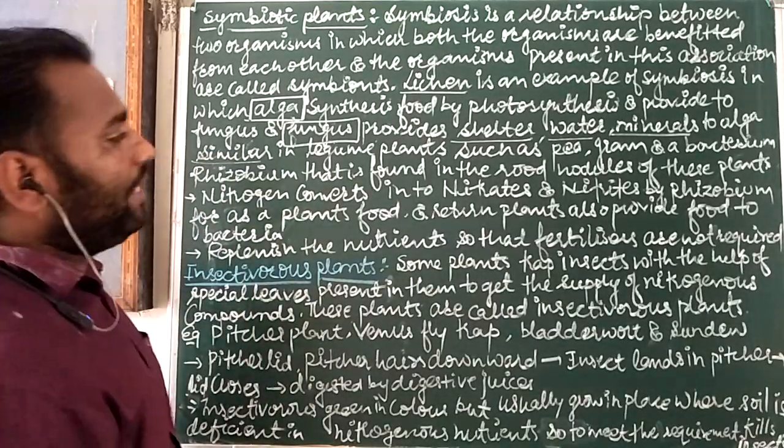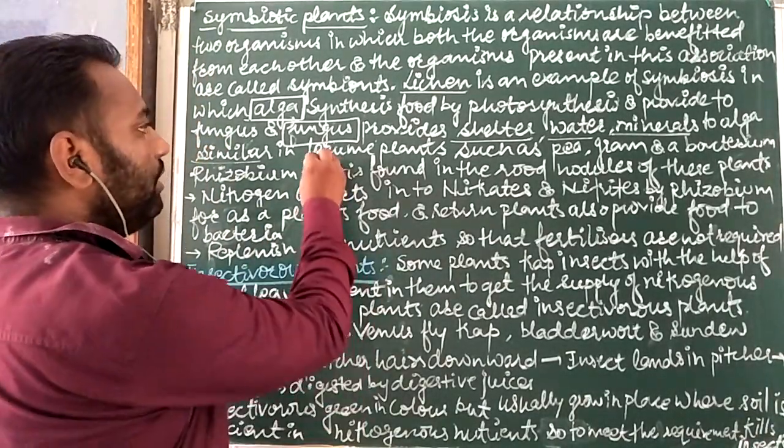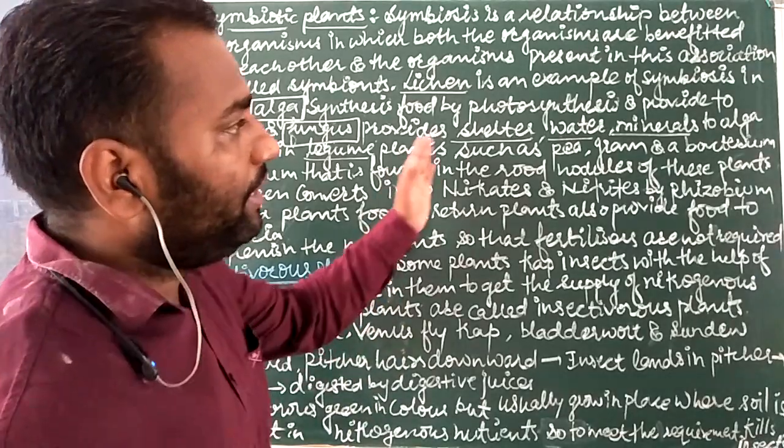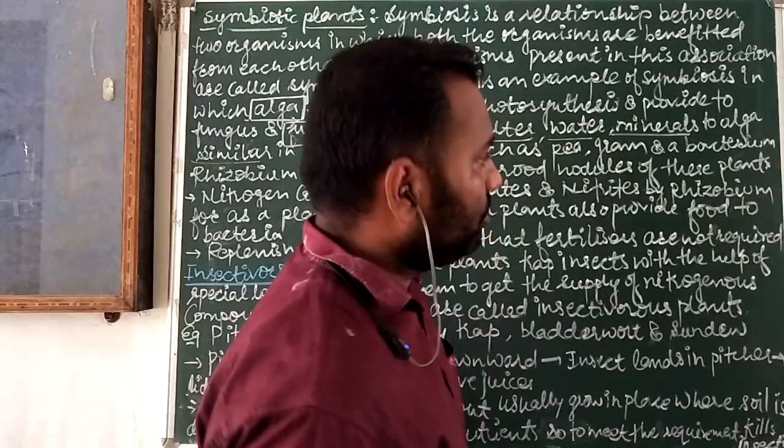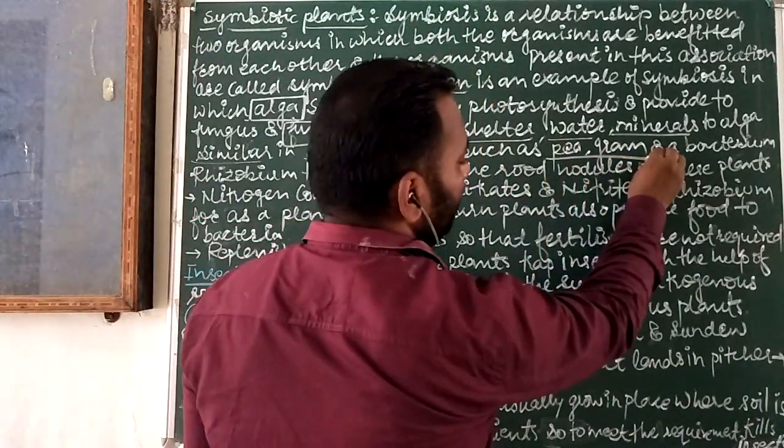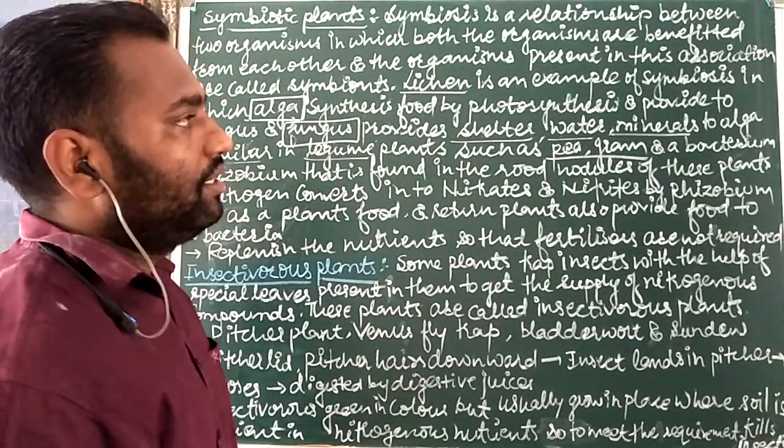Similarly, in legume plants, such as pea and gram, there are bacteria. Legume plants like pea and gram, you have already seen the pea and gram.